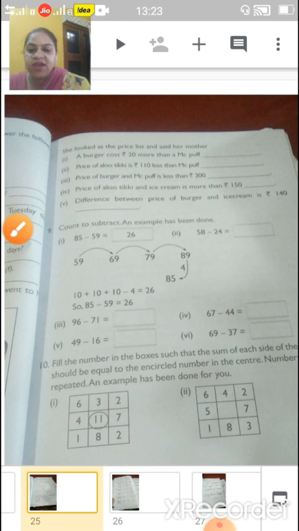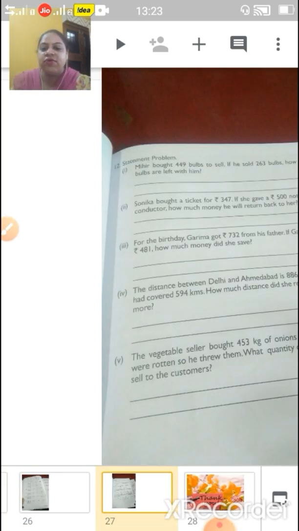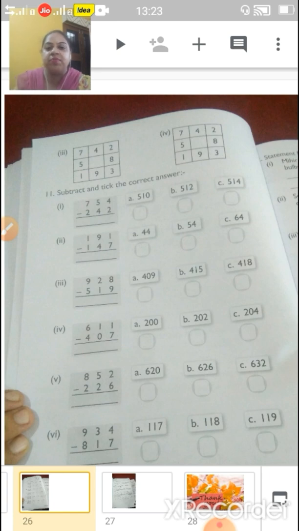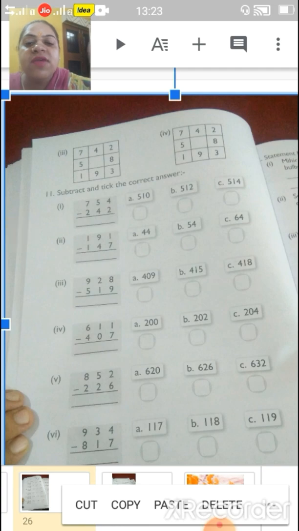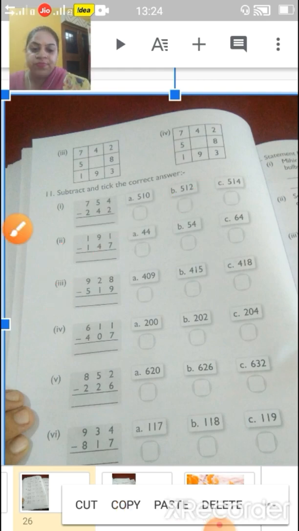Rest I will send you, children. 10, 11 and 12 also I will send you in PDF form, so that you can match your answer. Here they are subtracting. On the next also we are getting word problems and subtraction that we have to take. Like for example, 4 minus 2 is 2, 5 minus 4 is 1, 7 minus 2 is 5. So your answer is this. This way I will send you.